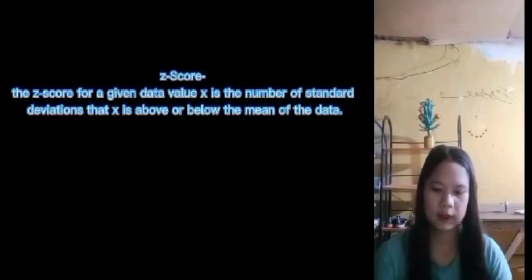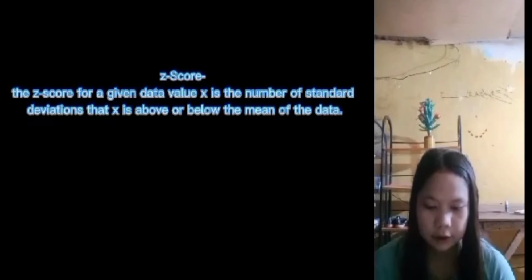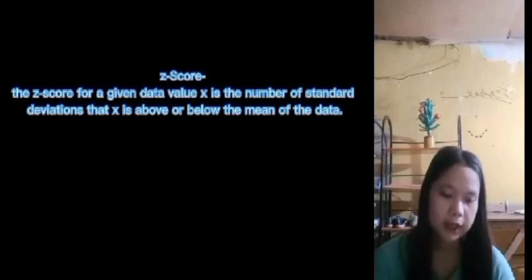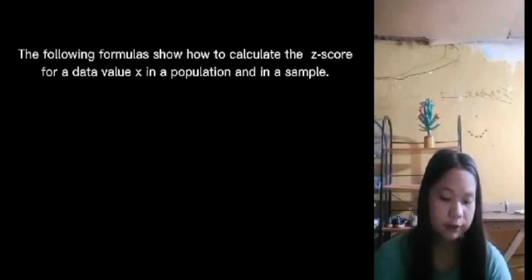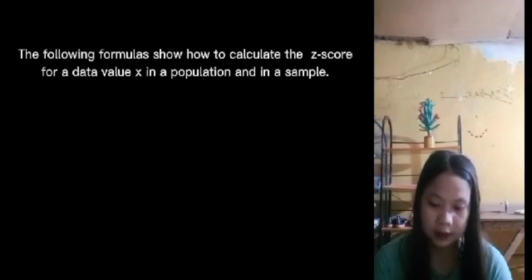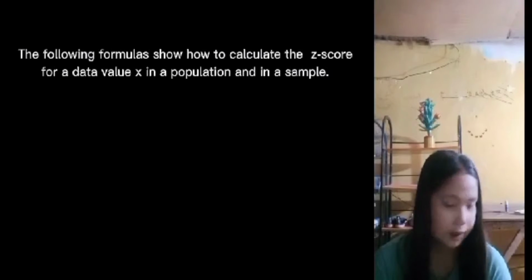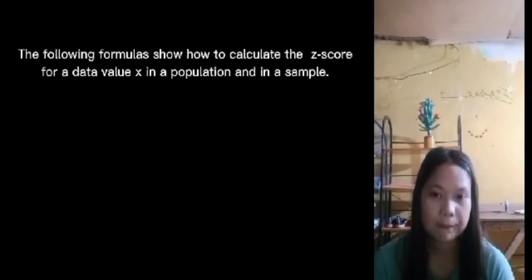So in this video lesson, we are going to discuss measures of relative position, especially z-score. Z-score. The z-score for a given data value x is the number of standard deviations that x is above or below the mean of the data. The following formulas show how to calculate the z-score for a data value x in a population and in a sample.